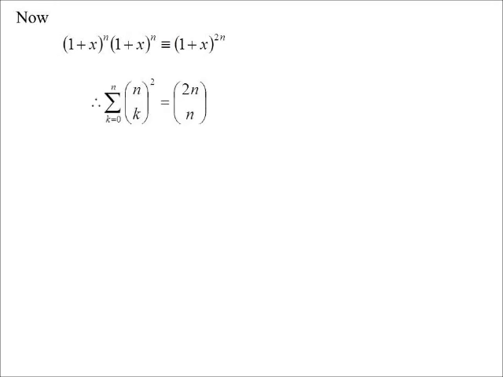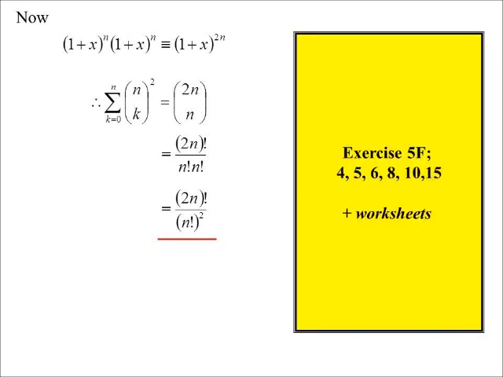Not quite what they've asked us to prove though, because the right-hand side, you remember, was in factorial notation. So let's now use our definition. We'll get 2n factorial on n factorial, and of course n factorial could be written as n factorial squared. So from our book, we've got those from 5F.